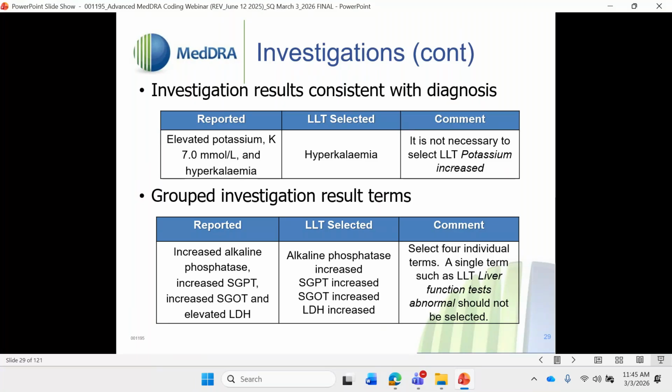Okay, so take off your physician hat. Don't diagnose when the diagnosis is not provided.